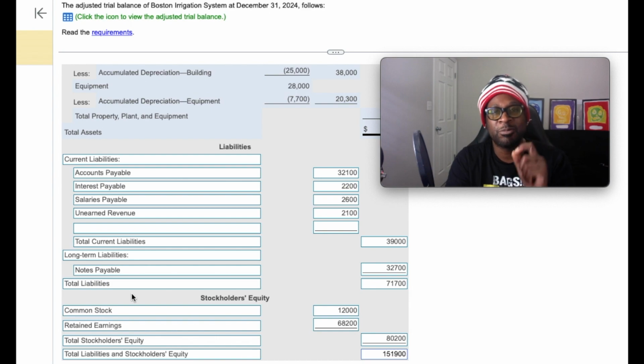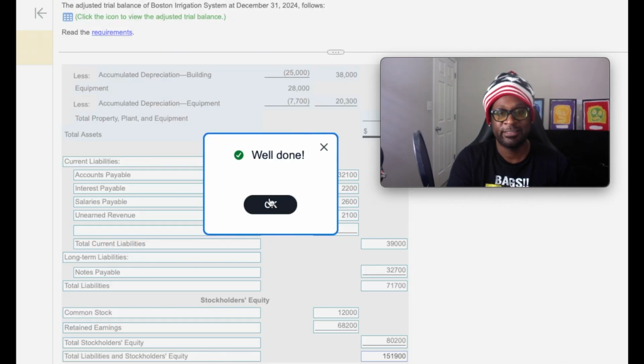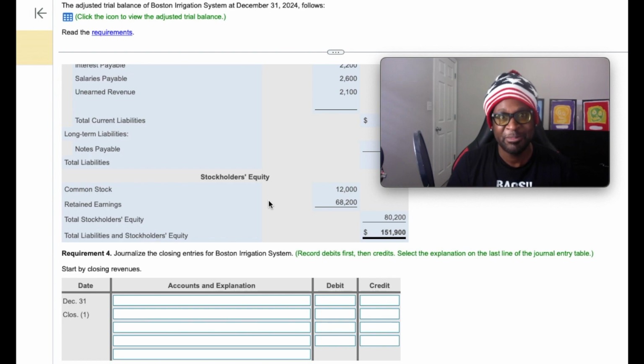And then we have to report our ending balance retained earnings, which comes from our statement of retained earnings that we previously calculated of $68,200. We add our common stock up to our retained earnings, and that'll give us a total stockholders' equity of $80,200. Lastly, we need to add up our total liabilities and stockholders' equity, which will give us an amount of $151,900. We're going to check that answer. Well done, gang.